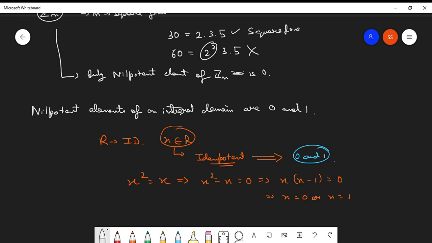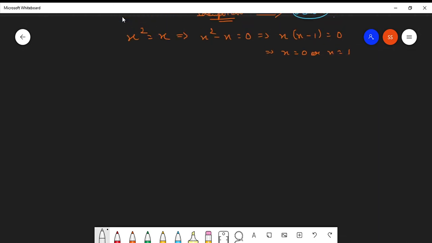Okay. A non-zero idempotent can't be nilpotent. This is a very important result in the concept of idempotent and nilpotent elements. So this is a very important observation: a non-zero idempotent can't be nilpotent.